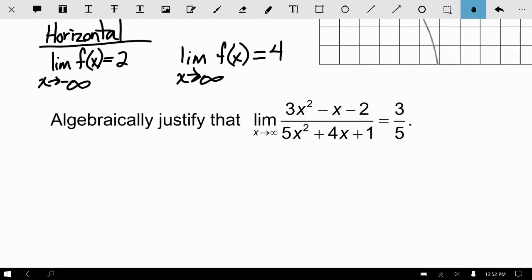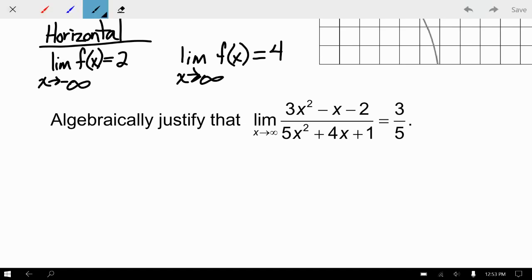All right, so I mentioned that for the most part, we're going to solve these infinite limits conceptually. We're going to be just kind of thinking about plugging a large number in. For instance, on this one, we can see that the limit as x approaches infinity for 3x squared minus x minus 2 over 5x squared plus 4x plus 1 is equal to 3/5. But we can also solve them algebraically.